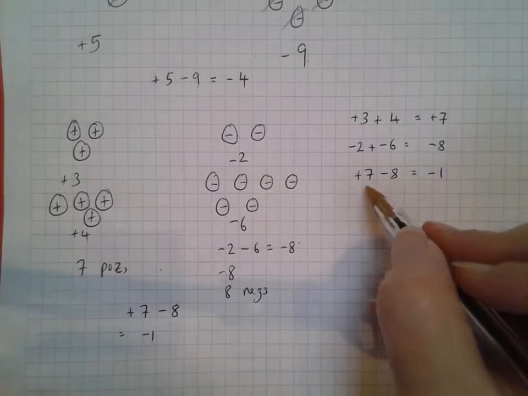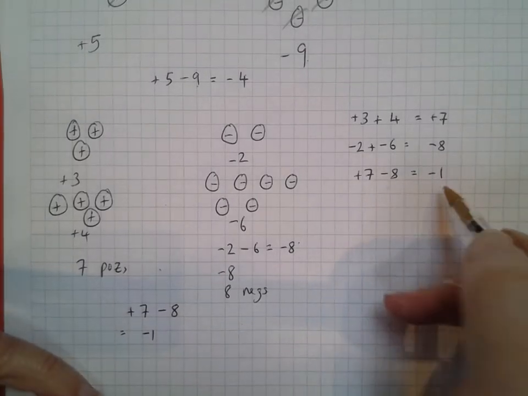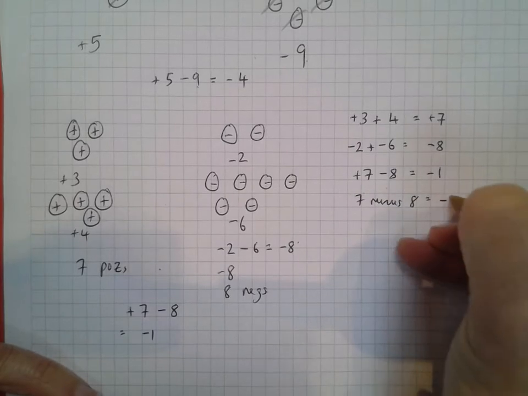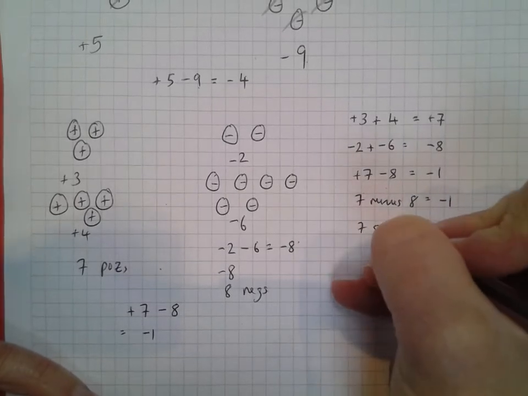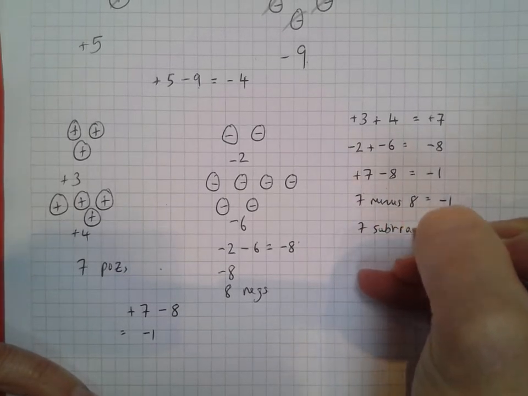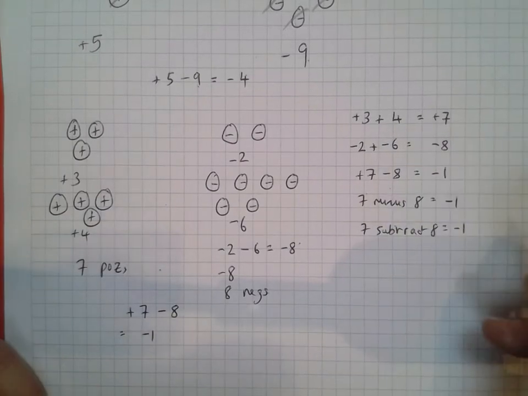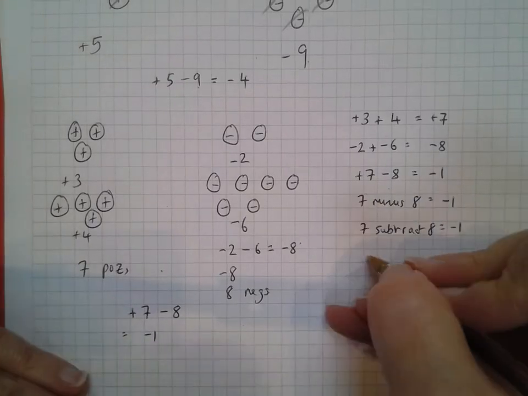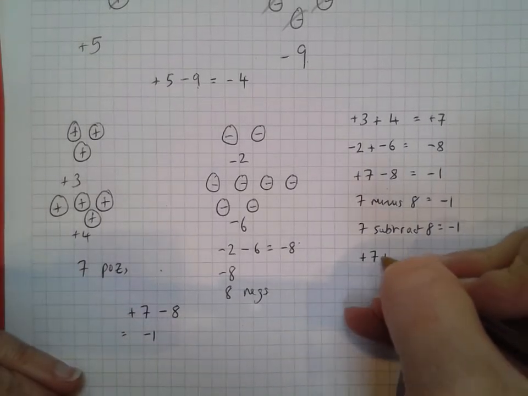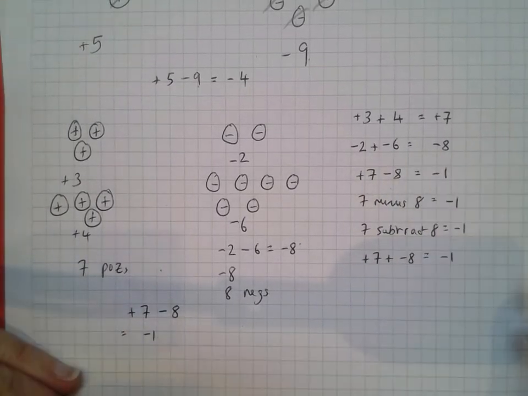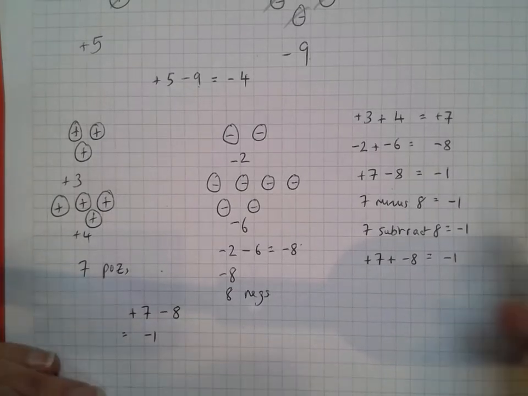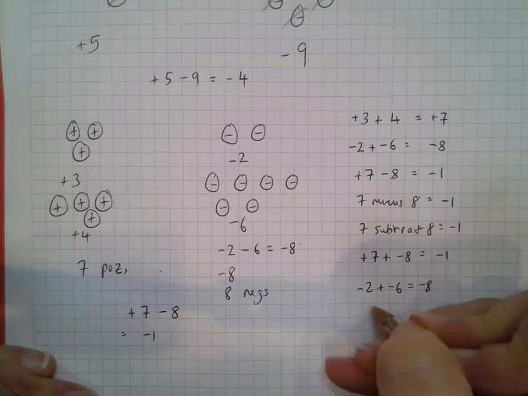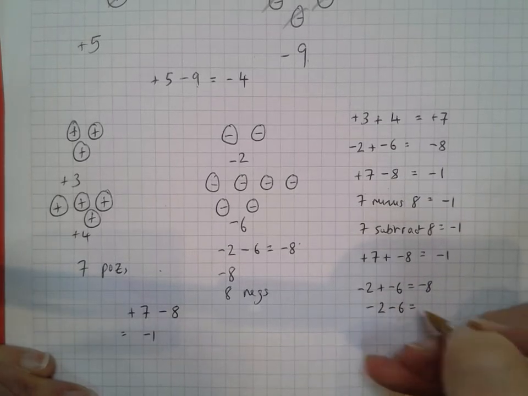Sometimes we might say here 7 minus 8. 7 minus 8 equals negative 1. We might say 7 subtract 8 equals minus 1. Okay, either of those is fine. We might even say plus 7 plus minus 8 equals minus 1, but we wouldn't normally do that. And equally, with this minus 2 plus minus 6 equals minus 8, we would normally just say minus 2 minus 6 equals minus 8.